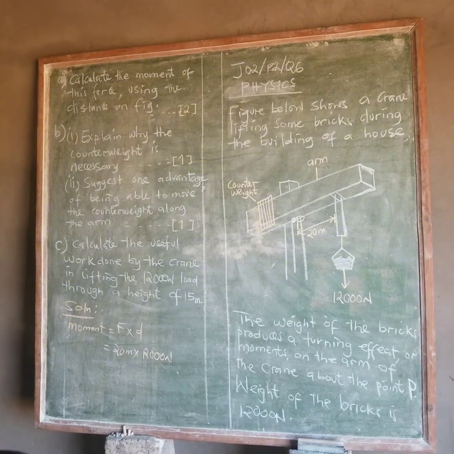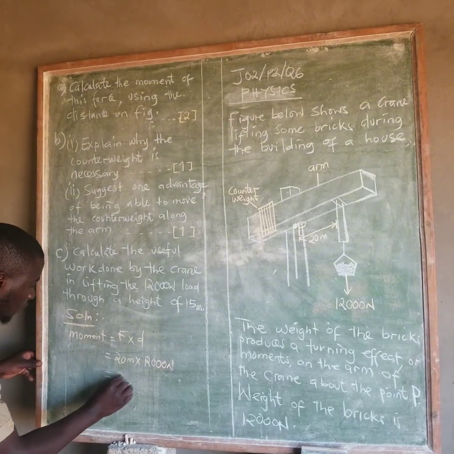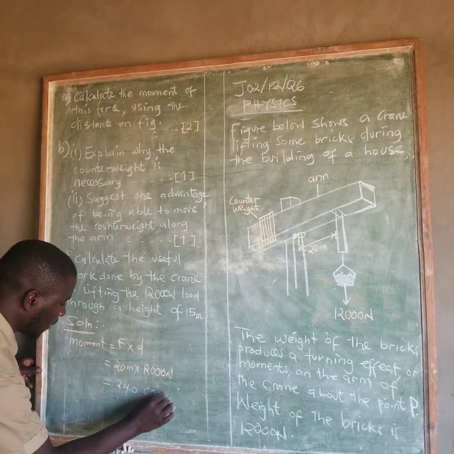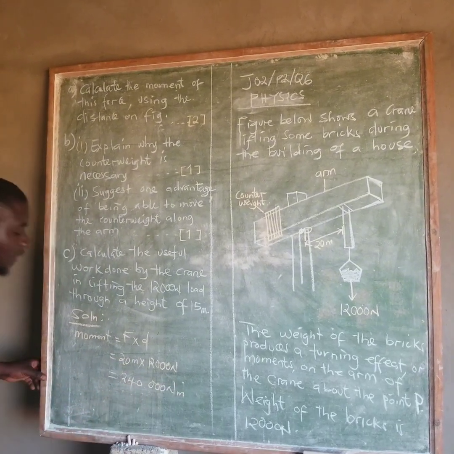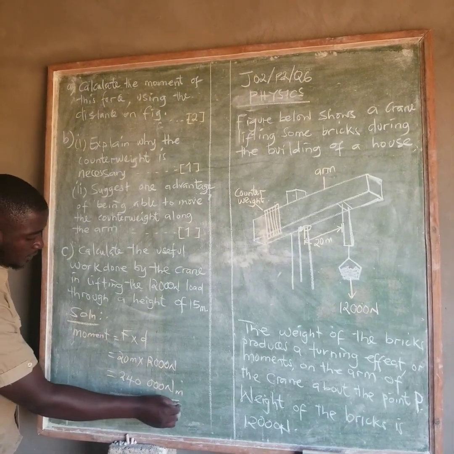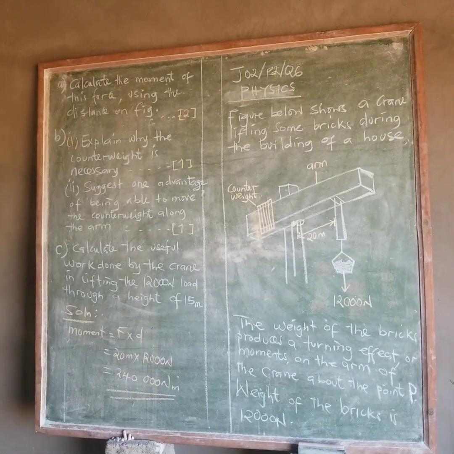So when we multiply, what are we going to get? 12 times 2, that's 24, and the unit is Newton meter. So that's the answer. Let's go to question number B.